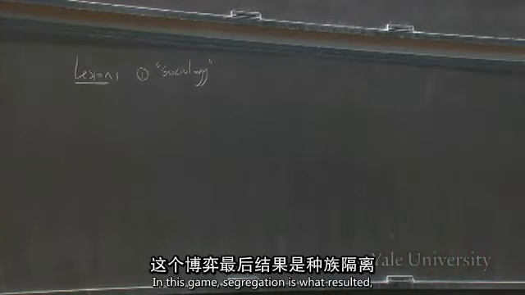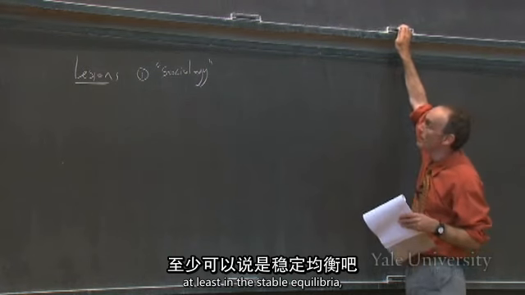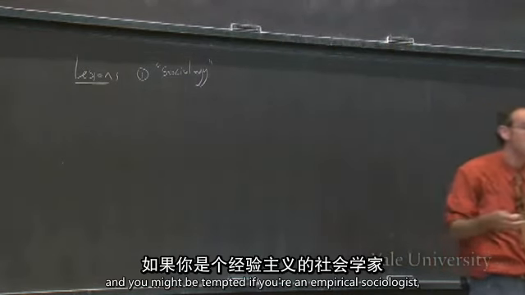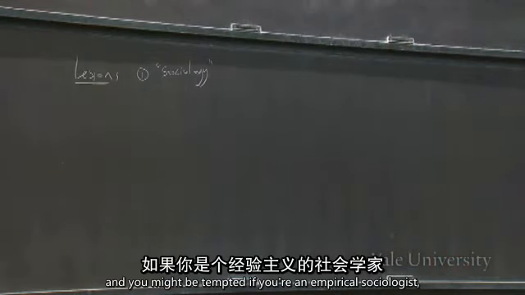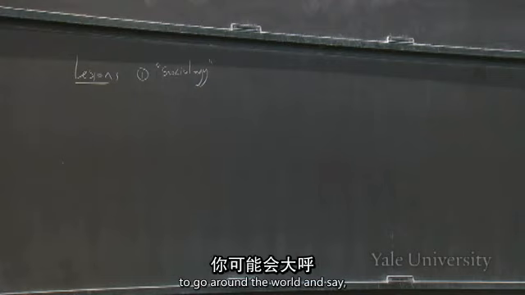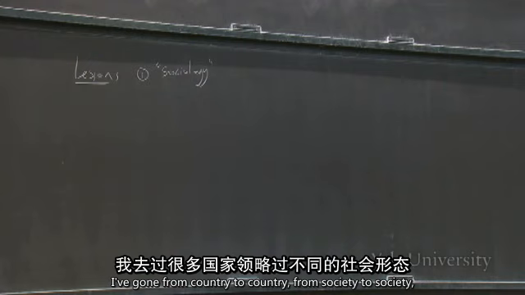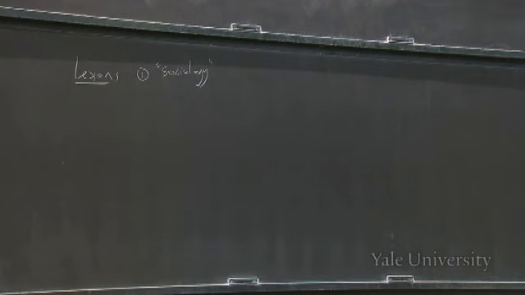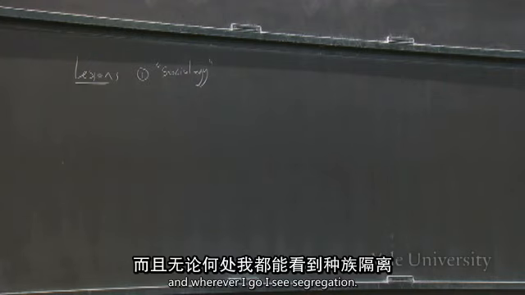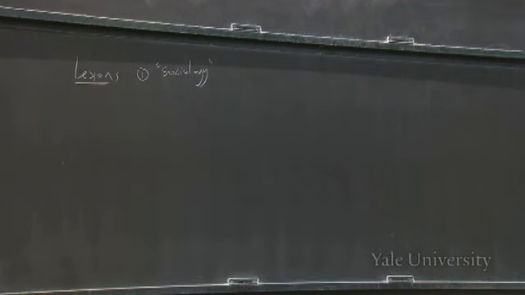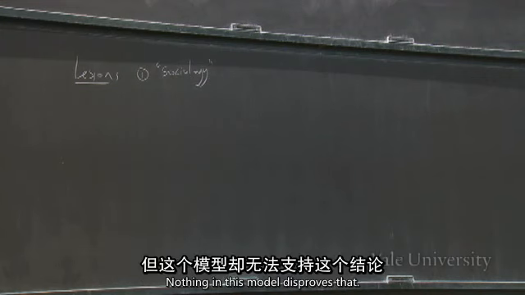In this game, segregation is what resulted, at least in the stable equilibria. And you might be tempted, if you're an empirical sociologist, to go around the world and say, look, I see segregation everywhere. I've gone from country to country, from society to society, and wherever I go, I see segregation. You might be tempted to conclude that that's because people prefer segregation. And that might be right, right? Nothing in this model disproves that.